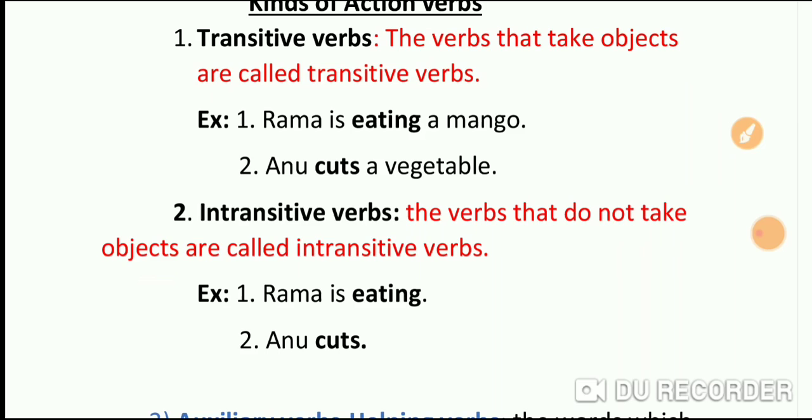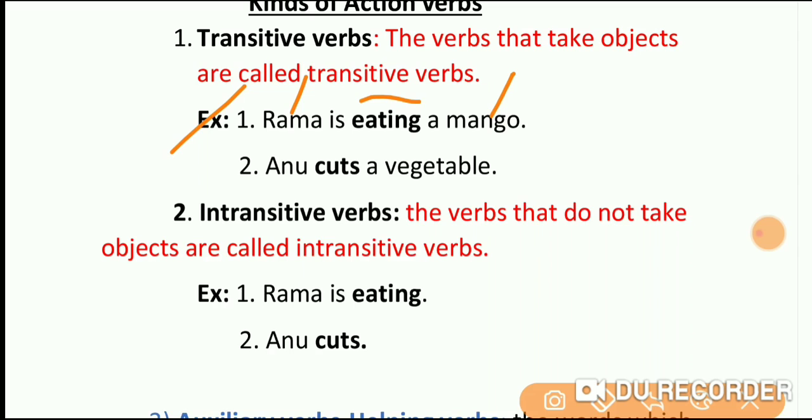Here you can see in the example, Rama is eating a mango. Here eating is a verb which takes subject Rama and object mango. Mango is also a noun, Rama is also a noun. Object must be noun only. If object is noun, then only that is called transitive verb.